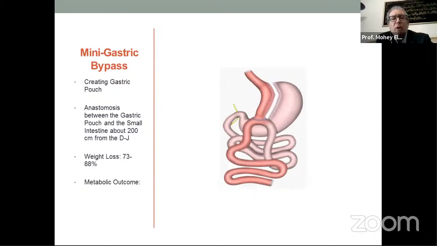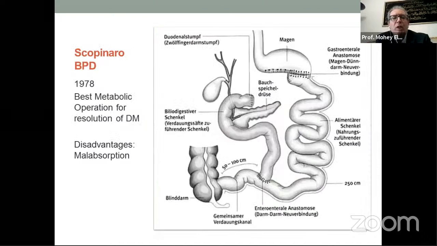IFSO has recognized mini gastric bypass, but they call it now one anastomosis gastric bypass, and it has a very good metabolic outcome and weight loss that may surpass the Roux-en-Y gastric bypass. Of course, this is the Scopinaro biliopancreatic diversion. It was suggested by the late Scopinaro, 1978. Maybe it's the best metabolic operation, but at the expense of severe malabsorptive effects. It includes partial gastrectomy and Roux-en-Y gastrojejunostomy with a common channel between 50 and 100 centimeters.